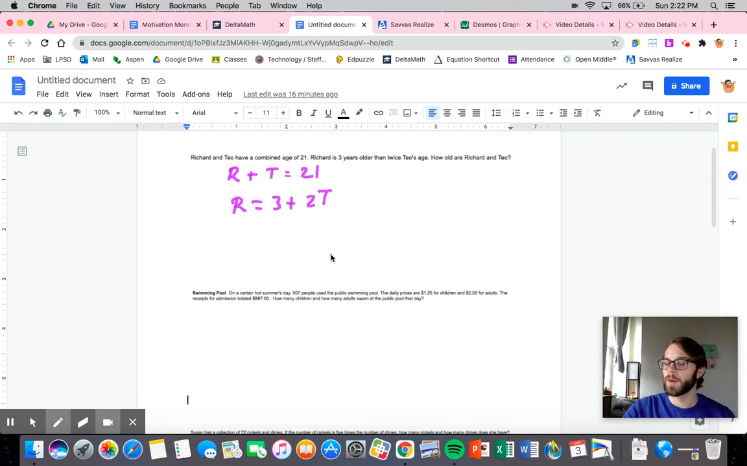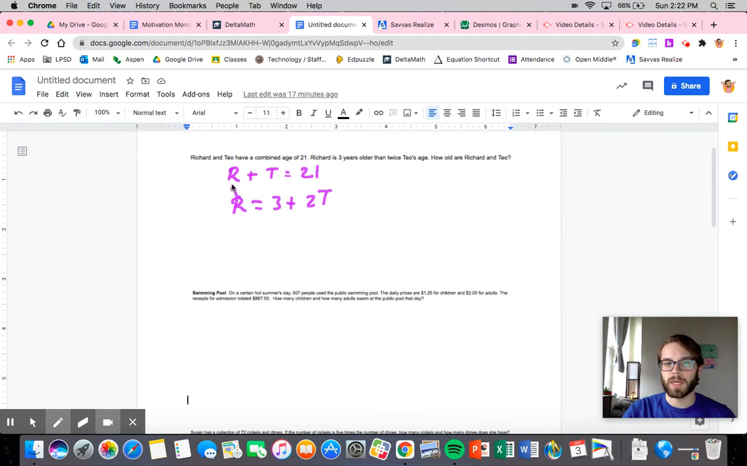So now we can figure out how old they are. The hardest part about these is just setting it up. Once you set it up, it's just an equation. You know how to do that. So the way we set this up, we can use substitution. You could use graphing or elimination. I don't care, your choice. But I'm just going to substitute.